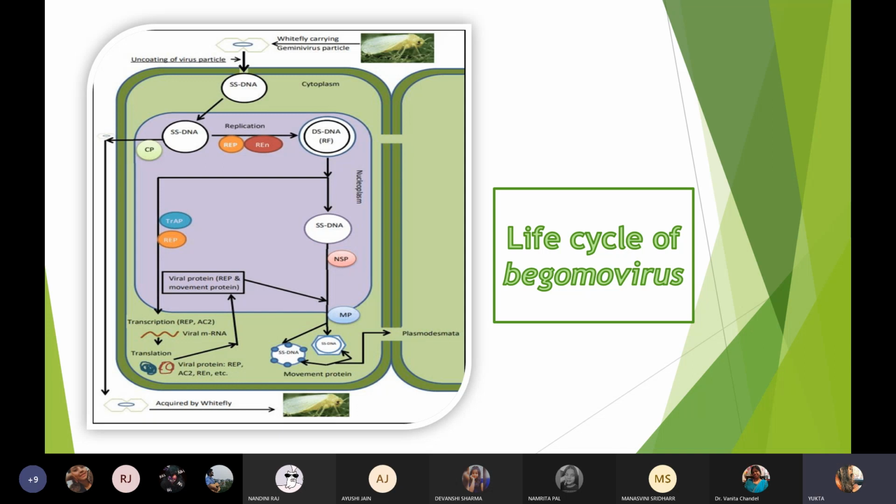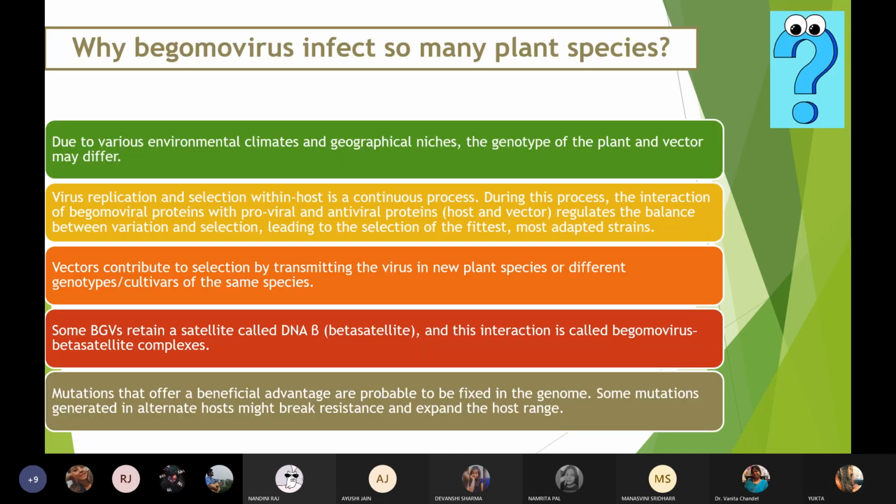Moving to the next slide. So why do Begomoviruses infect so many plant host species? The Begomoviruses may be transmitted by their vector, the whitefly, in genetically diverse hosts. So due to various environmental climates and geographical niches, the genotype of the plant and the vector may differ.